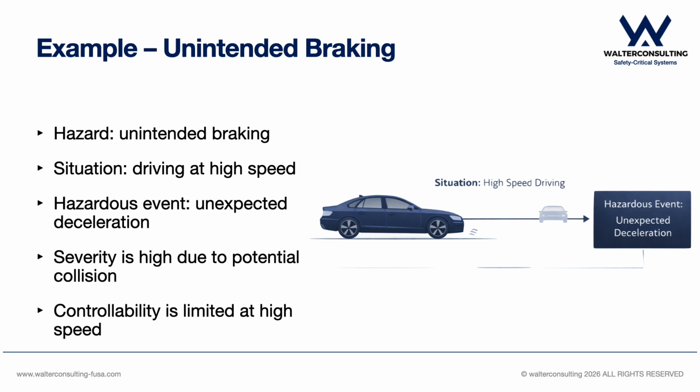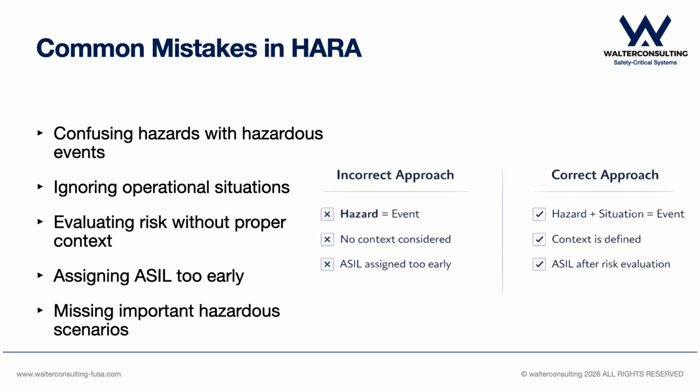Now let's look at some common mistakes engineers make when performing HARA. Let's go through the most important ones. First, confusing hazards with hazardous events. A hazard alone is not enough to evaluate risk. Second, ignoring operational situations. Without context, the analysis does not reflect real-world conditions.